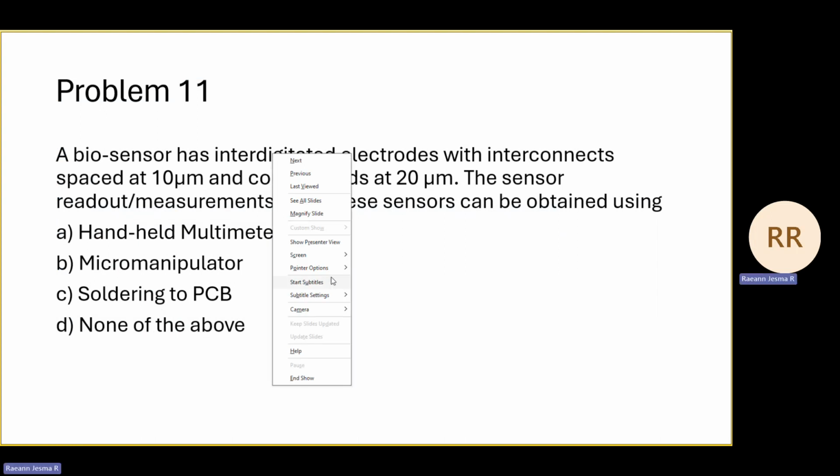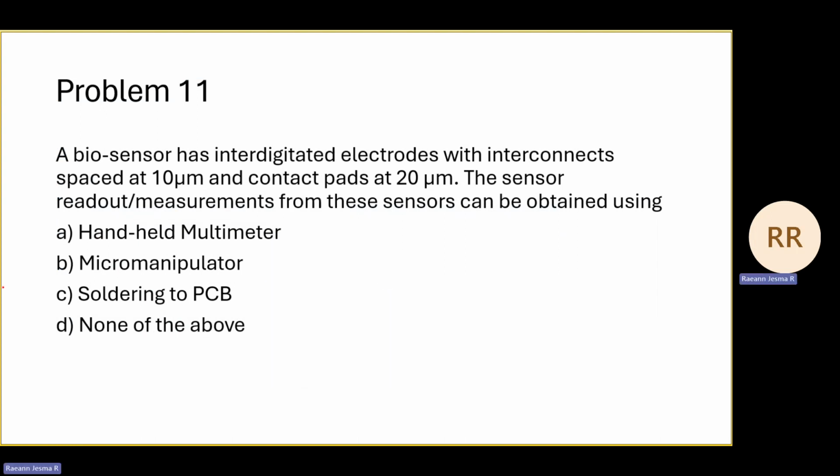Okay. So the correct answer is option C, soldering to PCB. Okay. First of all, whatever readout of measurements that we are getting, that is electrical. So that is okay. Now, we cannot use a handheld multimeter. One reason is these multimeters will have probes, and if you look at the probe tips, the size of the probe tips is very large compared to the size of your contact pad. So we cannot precisely place your multimeter probe on the contact pad. It is very difficult to measure in that.